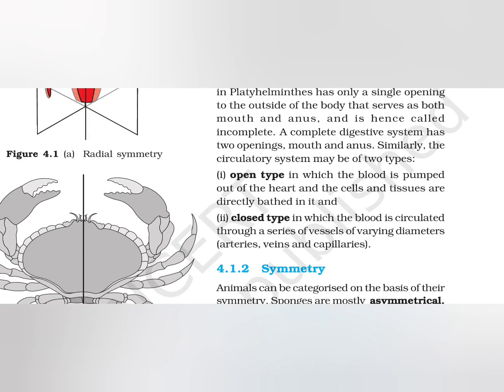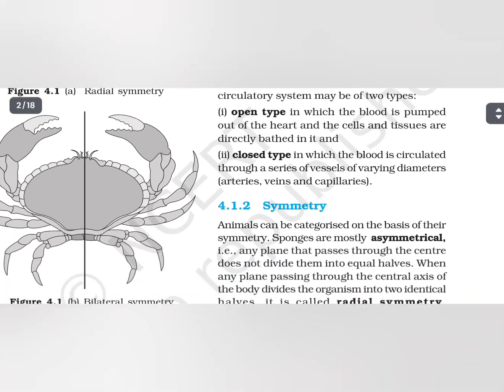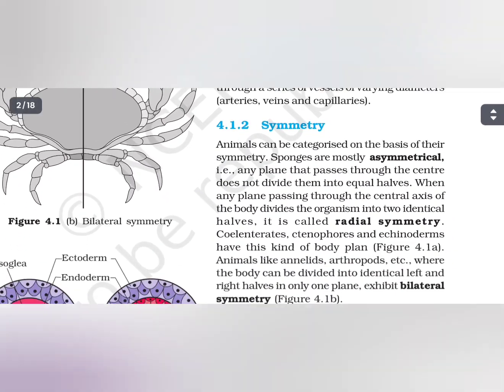Similarly, the circulatory system may be of two types: open type, in which the blood is pumped out of the heart and the cells and tissues are directly bathed in it; closed type, in which the blood is circulated through a series of vessels of varying diameter: arteries, veins, and capillaries.